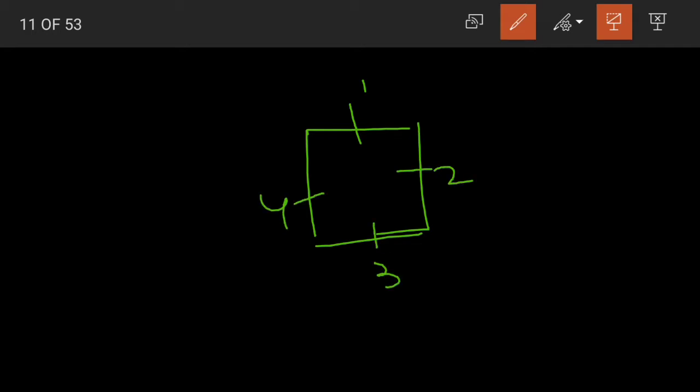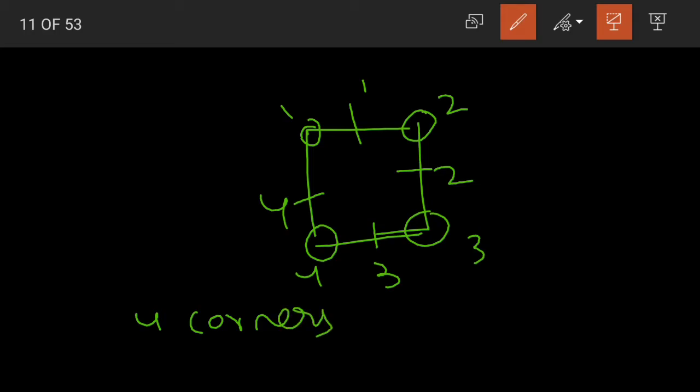For example, we are talking about a square. Now how many sides does a square have? 1, 2, 3, 4. A square has 4 sides. Now how many corners? What is a corner? This is a corner, this is a corner, this is a corner and this is a corner. A square has 4 corners and 4 sides. Yes or no children? A square has 4 corners and 4 sides.